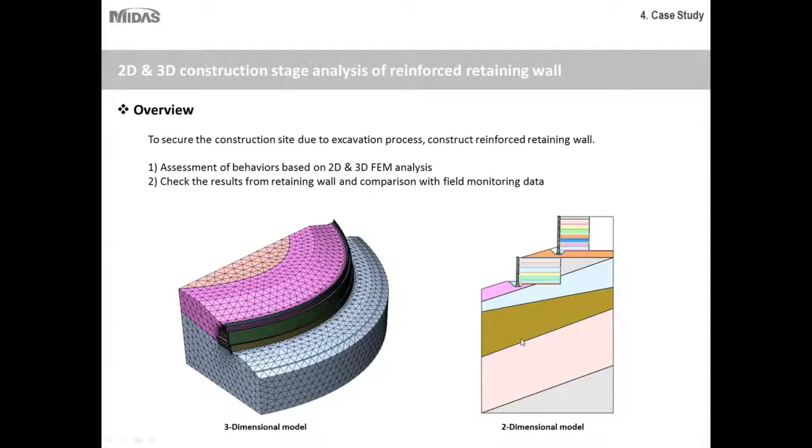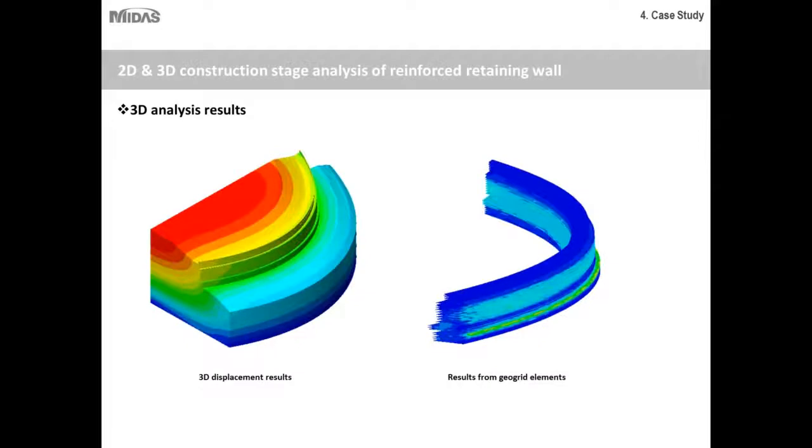But still they had to do a 2D analysis. Now why? The 2D analysis gave them a better understanding of the actual forces that are occurring in the members. So they were able to see the interaction through the interface members and the actual forces that are developed in the reinforcement members here.